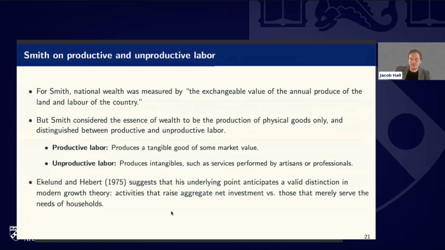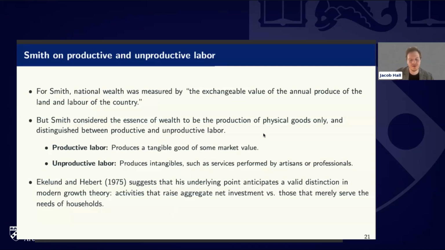Immediately after this section, as we move through the book, Smith begins to think about productive and unproductive labor. And rather than the mercantilists saying national wealth is largely a function of the amount of money in a society, Smith says no, national wealth is measured by the exchangeable value of the annual produce of land and labor of the country. It's the things that are produced, right? This is, in some sense, our sense of what we mean by national income today. But Smith considered the essence of wealth to be the production of physical goods and not really services.